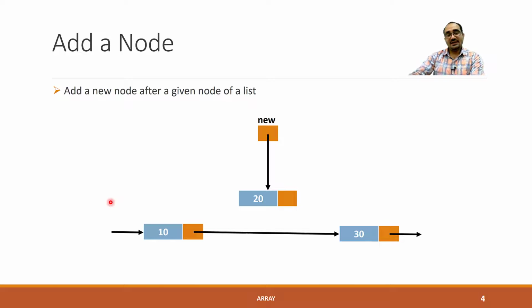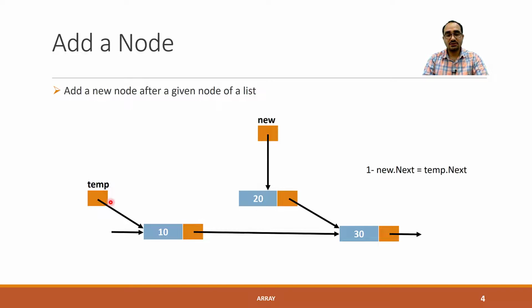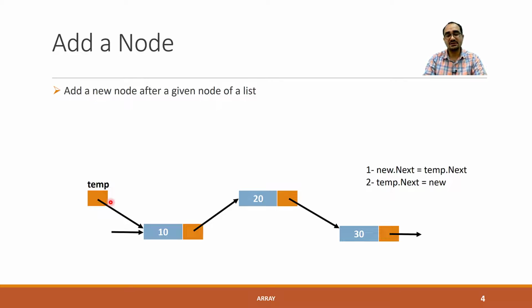And in order to add an element after a given item like this, what we have to do is, first of all, we have to update the pointer of the new element in order to point out to the next element. And then we have to update the pointer of the previous item. And then in this way, we can see that we added the element between these two nodes.